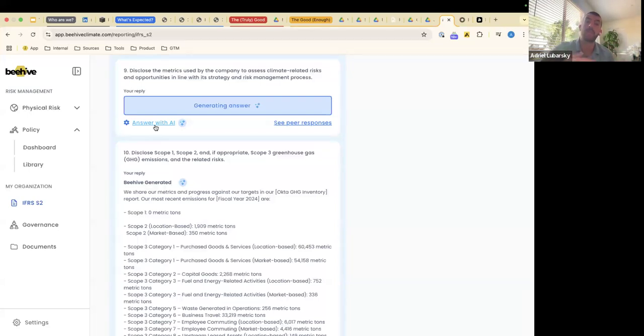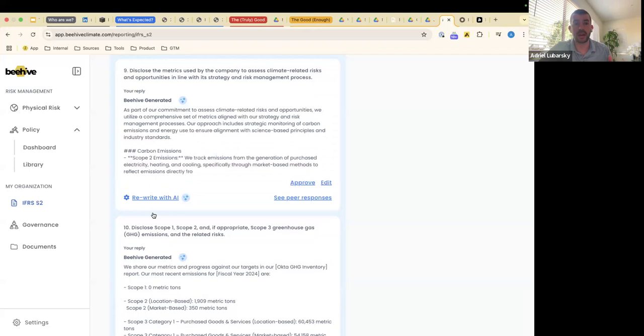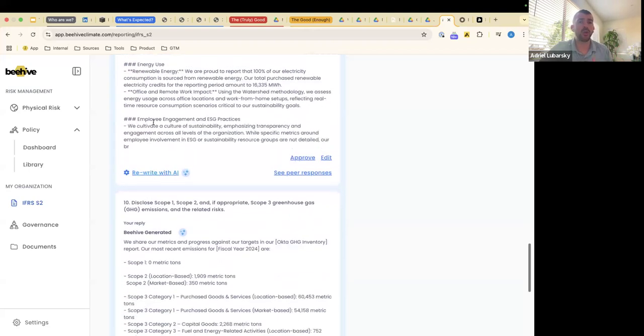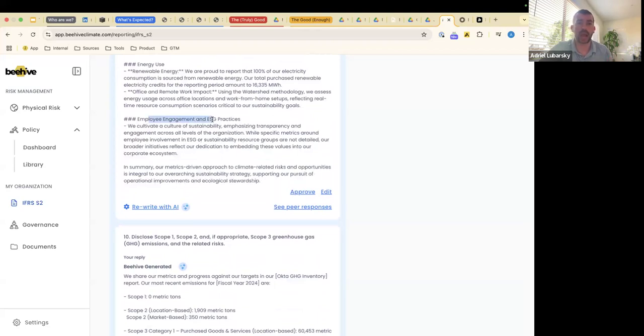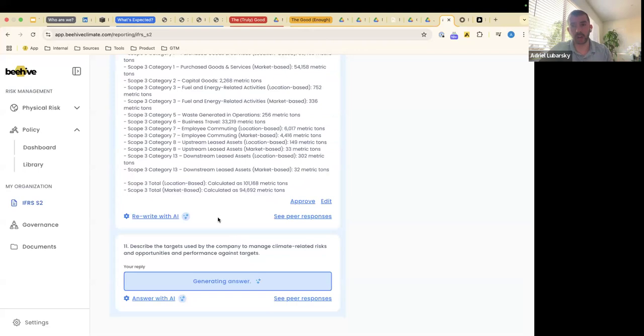It'll do so for some of these more narrative answers as well. So if you want to understand the metrics, for example, you'll be able to see here that it'll pull out some of the goals or some of the things that Okta tracks, and it'll draft a narrative answer around that. So it talks about how we track our carbon emissions, we track our energy use. Apparently, they talk in that report about tracking employee engagement, and it'll do the same thing for your targets, where it'll talk about whatever Okta put in that report.